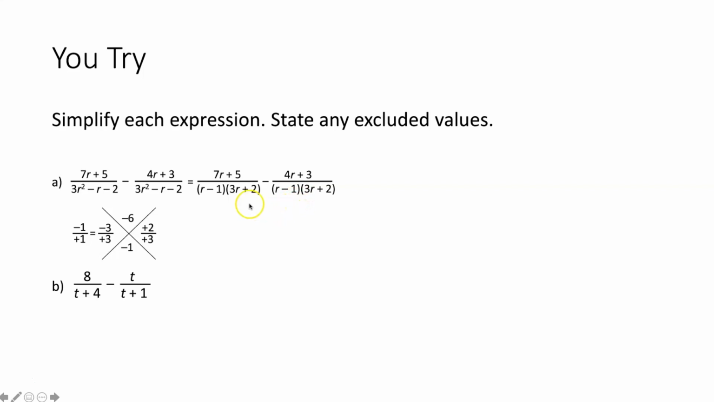any excluded values. So what values of r would cause these denominators to equal 0? Well, since they're the same, we can just take one of the denominators, set it equal to 0, and solve for r. Since we have two things being multiplied together that equals 0, we have to use the zero product property. We're going to set r minus 1 equal to 0 and set 3r plus 2 equal to 0. Solve each of those separately, and it'll tell us what our two excluded values are.